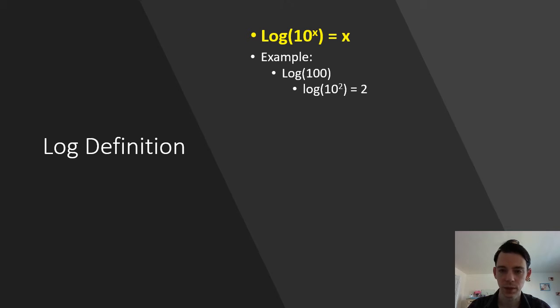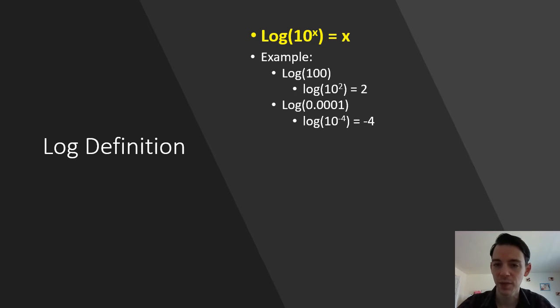Okay, let's try one more. Here we've got a number smaller than 1, 0.0001. If we convert that into scientific notation, we get 10 to the minus 4. So log of 10 to the minus 4 is minus 4. Essentially we're just looking at the power on 10 after we've converted our number to some power of 10.